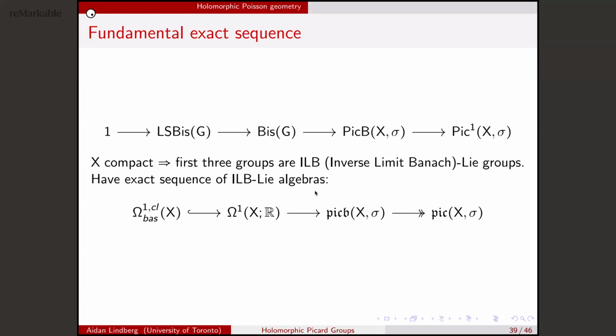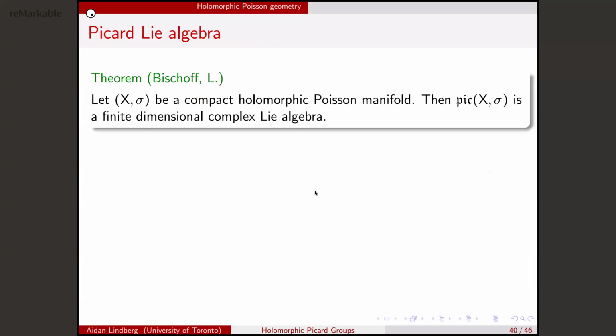Okay, so I have not claimed that this is a Lie group. That's what we want to prove. But that's hard. It's hard to take quotients of infinite dimensional Lie groups. There's a lot of analysis which goes into it. What's a bit easier is taking quotients of infinite dimensional Lie algebras. So let's do that first. If you have a compact holomorphic Poisson manifold, then this Picard Lie algebra, which was just there, is actually a finite dimensional complex Lie algebra.